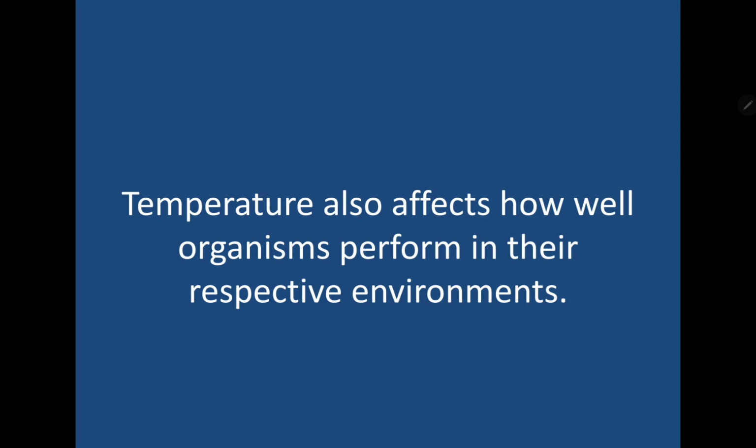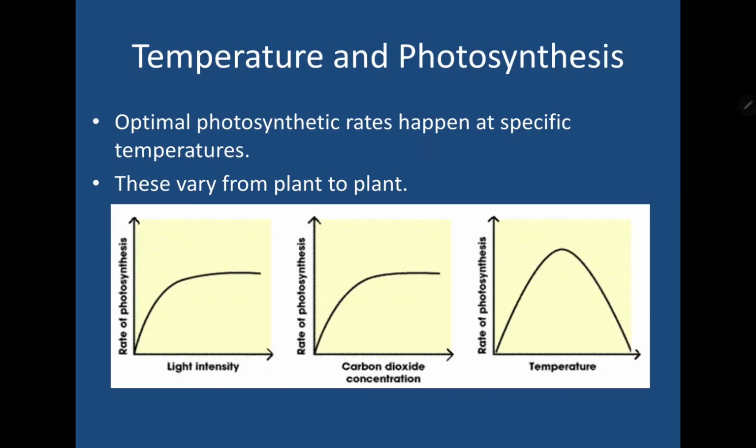Temperature also affects how well organisms perform in their respective environments. We've already mentioned this previously with the protein denaturation and enzyme activity example. There are other ways by which temperature affects how organisms do in their environments. Let's first discuss the relationship between temperature and photosynthesis. Optimal photosynthetic rates happen at specific temperatures. Of course, extremely high or extremely low temperatures impact photosynthetic rates negatively.